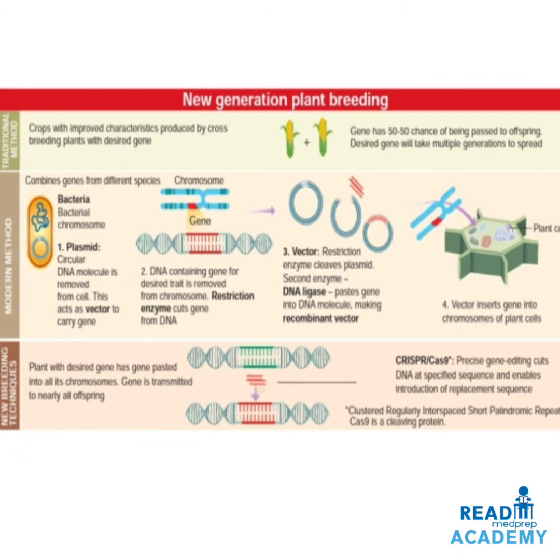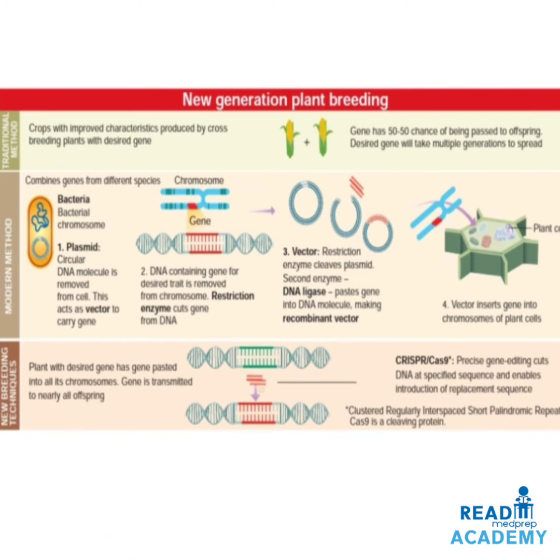The bacterial chromosome, which is a plasmid or a circular DNA molecule, is removed from the cell. This acts as a vector to carry the gene. The DNA containing the gene for the desired trait is removed from the chromosome and a restriction enzyme cuts the gene from the DNA. Then it is used as a vector. The restriction enzyme cleaves the plasmid. A second enzyme, called DNA ligase, pastes the gene into the DNA molecule, making it a recombinant DNA vector. And this vector is inserted into the plant cells and a new plant is obtained with the new characteristics.